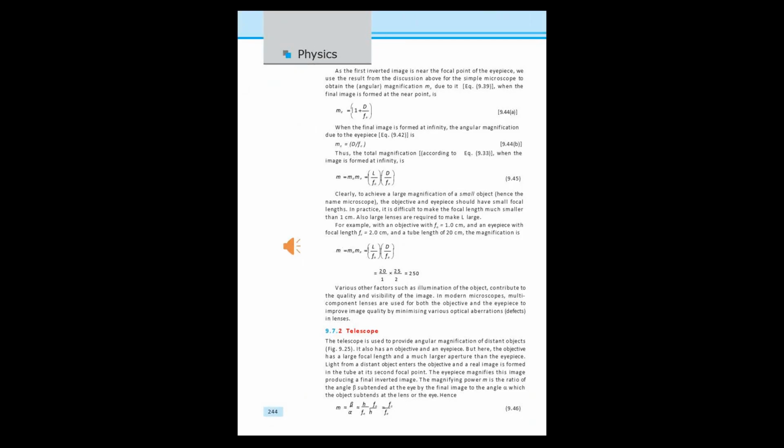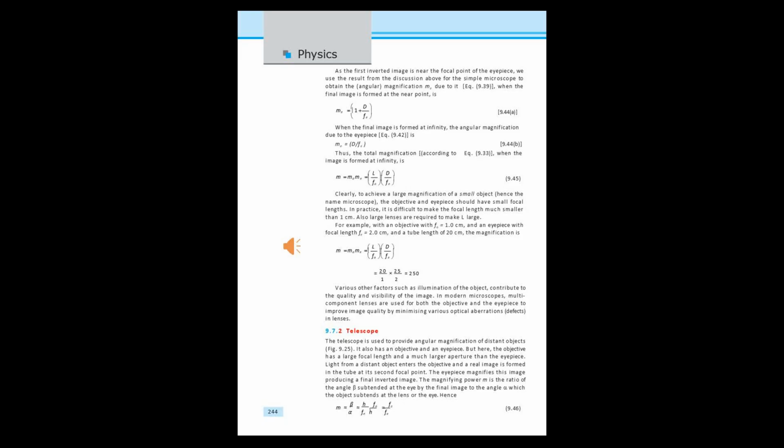As the first inverted image is near the focal point of the eyepiece, we use the result from the discussion above for the simple microscope to obtain the angular magnification m e due to it. Equation 9.39, when the final image is formed at the near point, is given by equation 9.44 a. When the final image is formed at infinity, the angular magnification due to the eyepiece, equation 9.42, is given by equation 9.44 b. Thus, the total magnification, when the final image is formed at infinity, is given by equation 9.45.